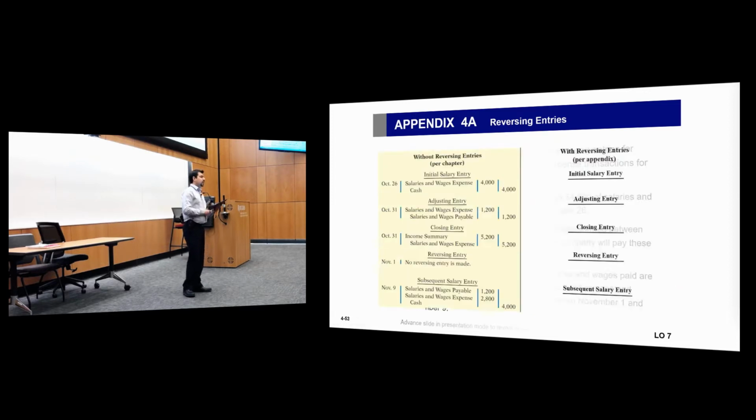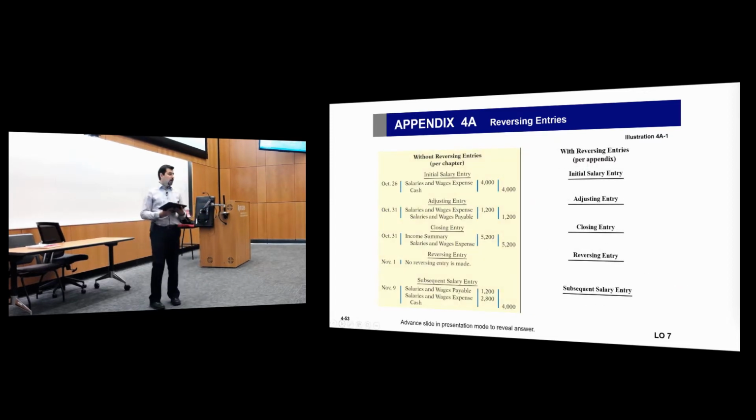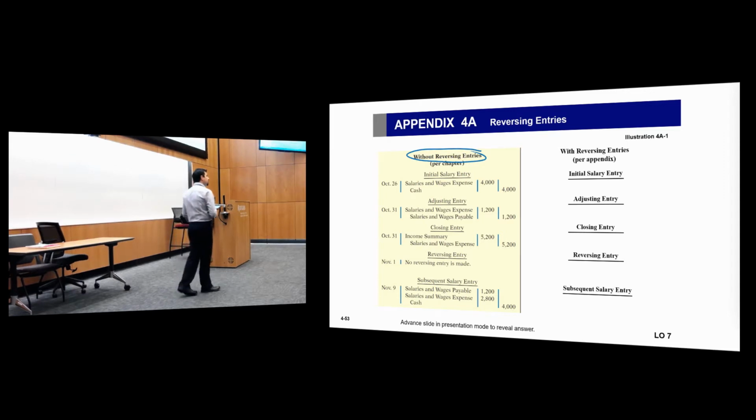So the way it's done is like this. This is how we did that without reversing entries. On October 26th, we debited salaries and wages expense $4,000. We credited cash $4,000. This is a regular payment. That's how companies like to do it, in a clean and neat way, where every time the payment for salaries would be a debit to salaries and wages expense for $4,000 and a credit for the same amount to cash. Every time. Wouldn't it be easier? Rather than having a different amount every time, it would be.